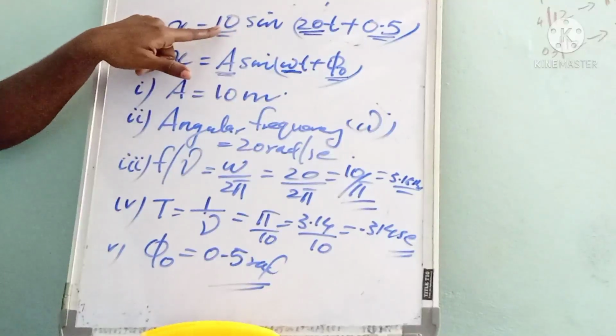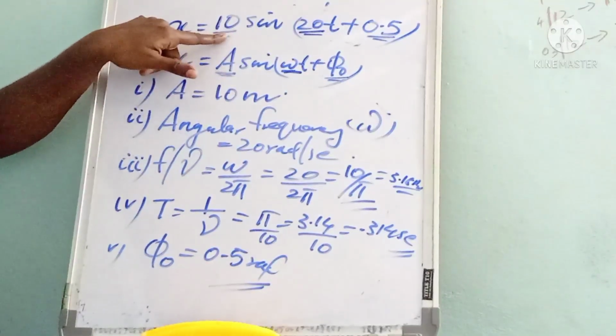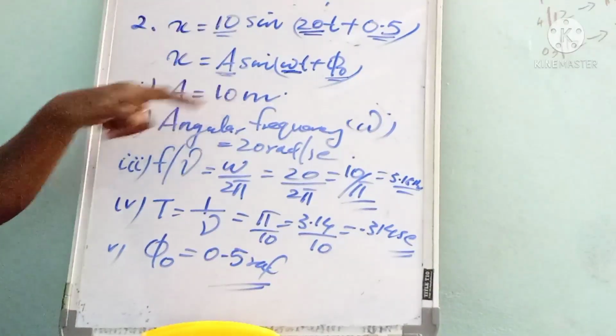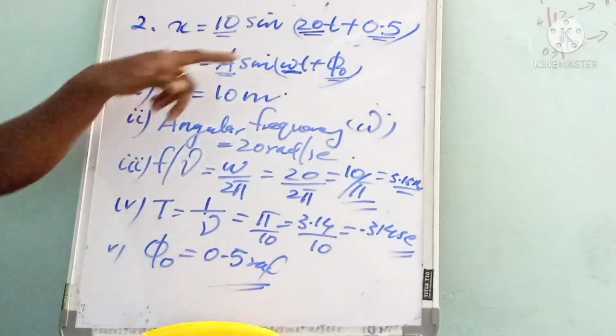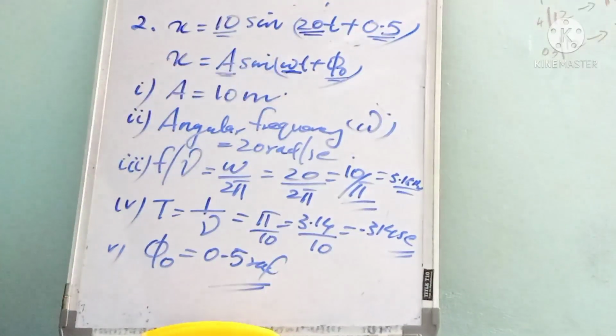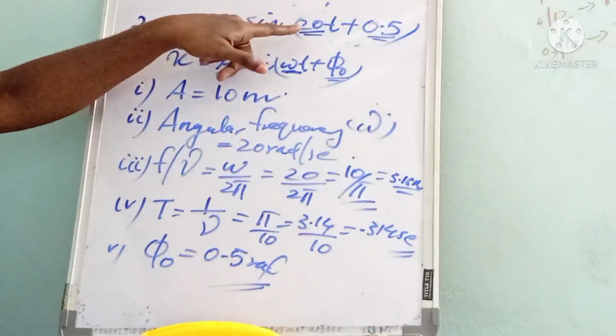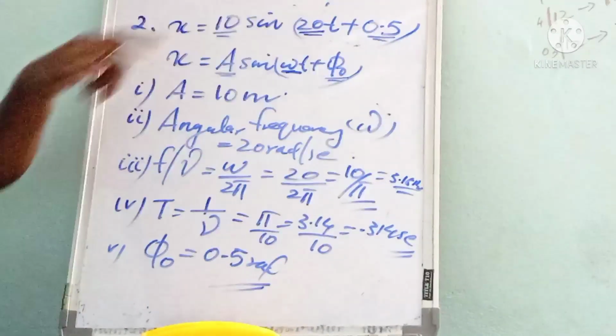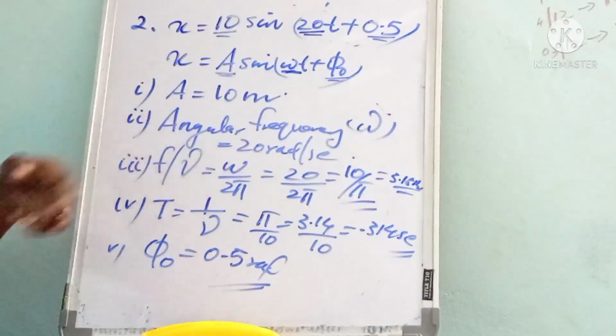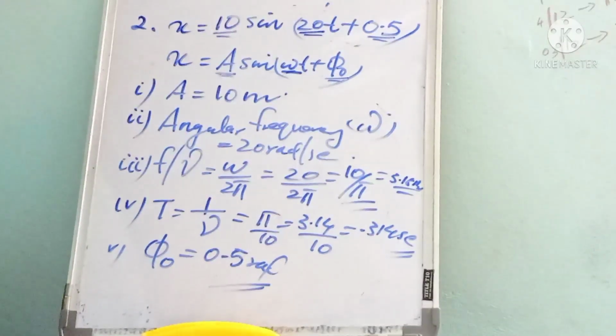In our equation, in the place of a, we have 10. So the amplitude is 10 meter. And here omega represents the angular frequency. In our equation, in the place of omega, we have 20. So the angular frequency omega is equal to 20 radian per second.